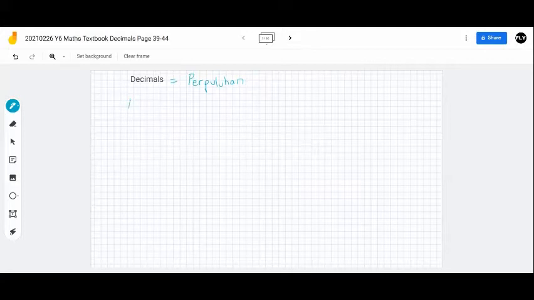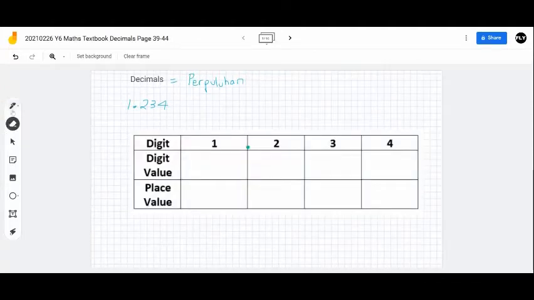Example, 1.234. So this is a decimal number because you can see that this is a decimal point. I have created a table here to make it easier for you. 1.234 is also 1.234. Do not forget that you have a decimal point here.